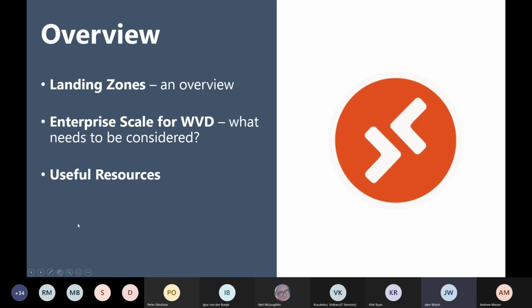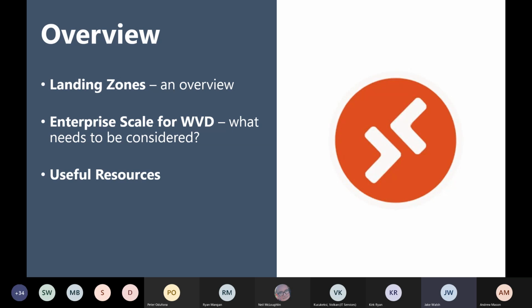Cool. So a quick overview of what we'll go through today. An overview of landing zones. We'll cover off why they're important, and just what they are. There's been a lot of talk about landing zones in the community recently, and I think it's worth touching on. They really can be quite useful for all types of deployments on Microsoft Azure, but particularly for WVD, where we're thinking about growth and the long term. They really do come into their own there as well. So we'll cover that off.